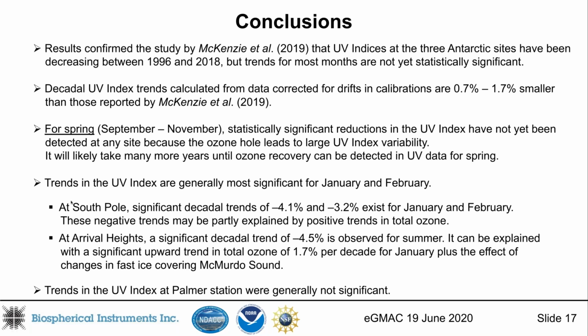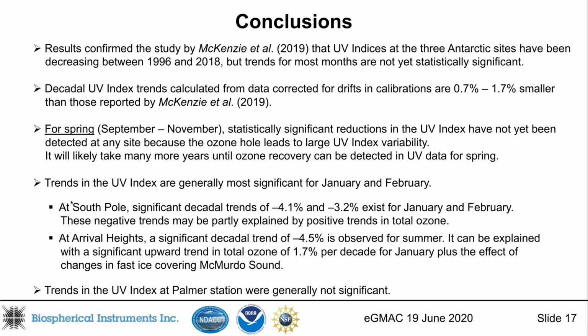Decadal UV index trends calculated from data corrected for drifts and calibrations are 0.7 to 1.7% smaller than those reported by the paper by McKenzie. And for spring, which is the period September to November in Antarctica, statistically significant reductions in UV index have not yet been detected at any site because the ozone hole leads to large UV index variability.